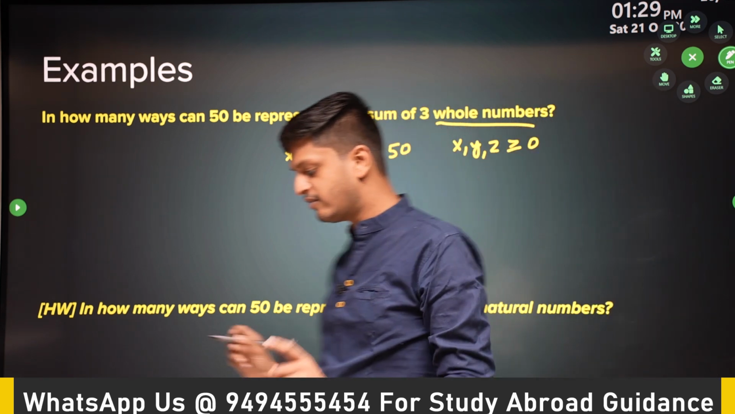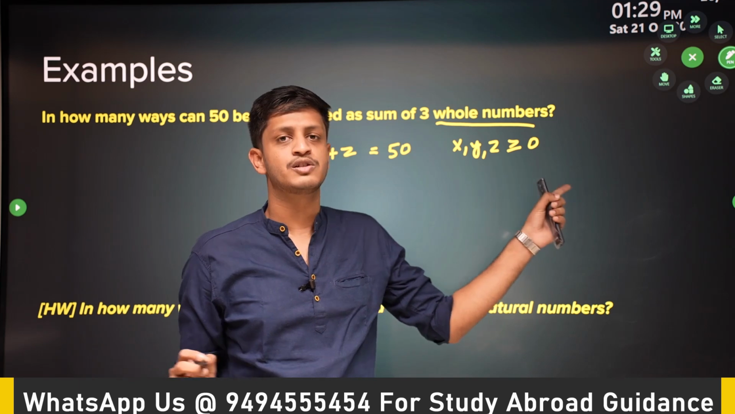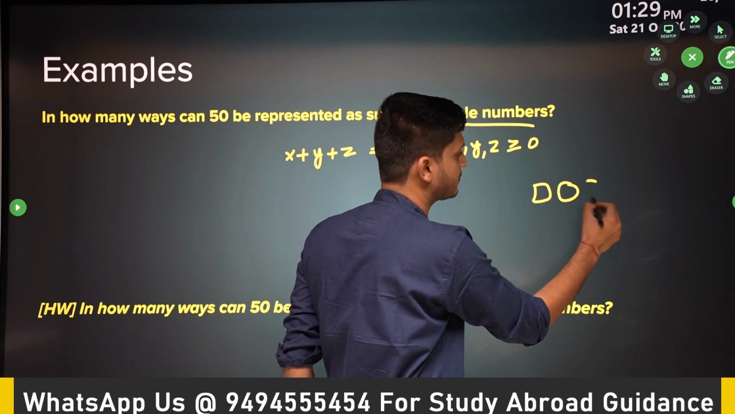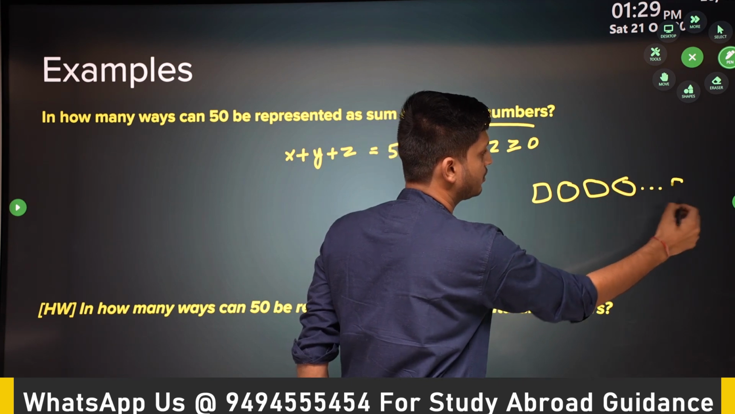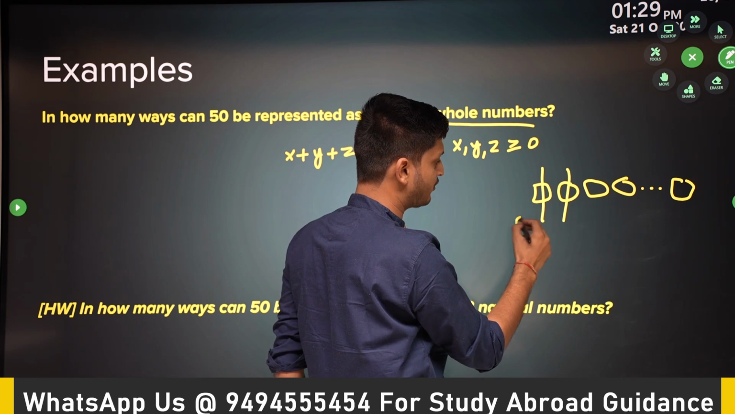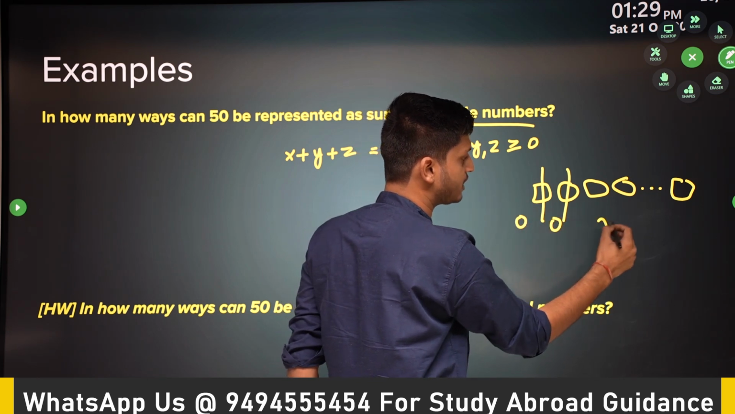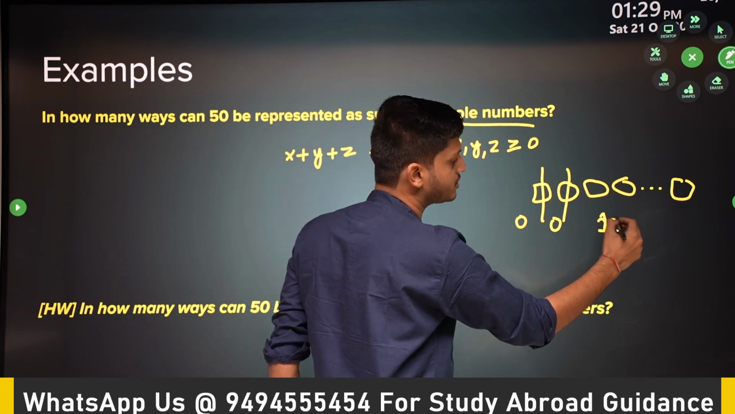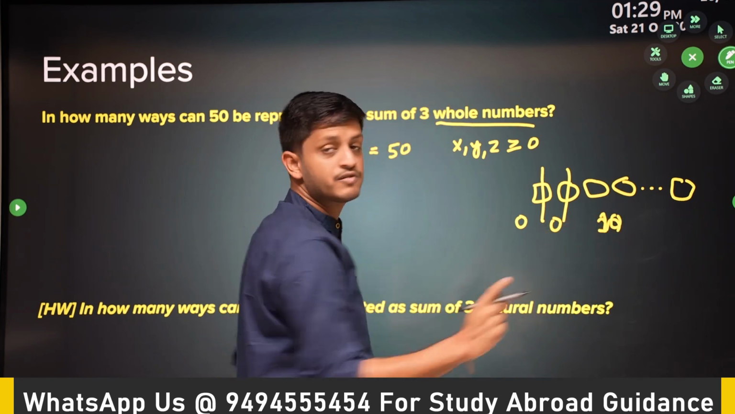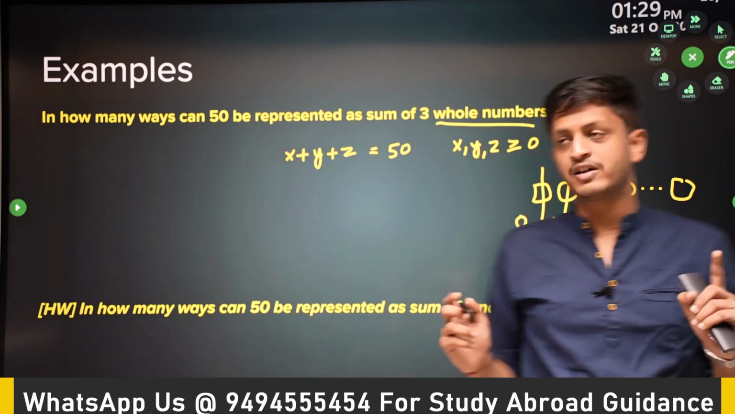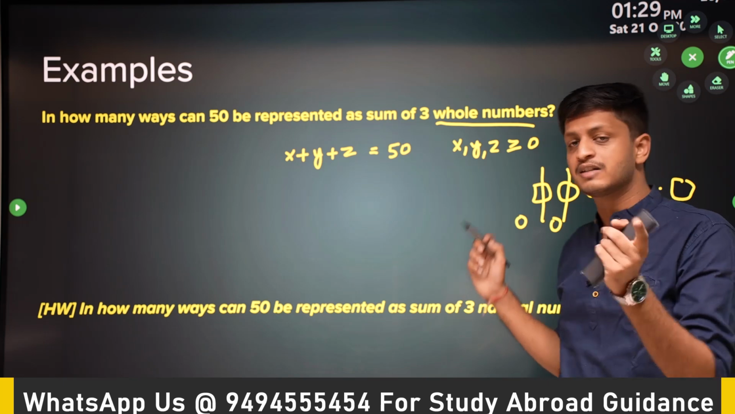The stick method works only if they can be greater than or equal to 0, because that's how we did it. When we had 12 boxes and we inserted sticks here and here, the number of boxes left here was 0, here also it was 0, and here it was 10 boxes left. So 0 plus 0 plus 10 was also a solution. So the elements can be 0 also. So this method only works if x, y, z can be greater than or equal to 0.